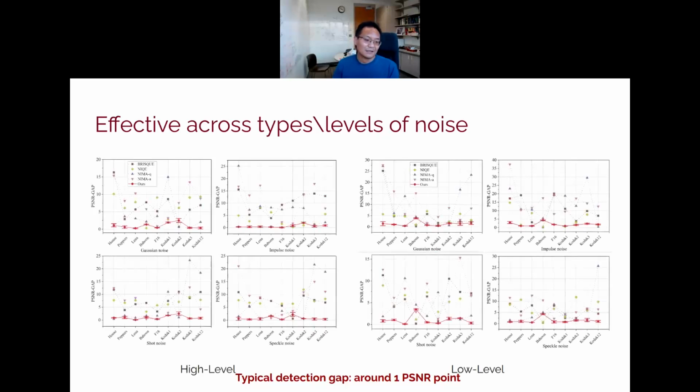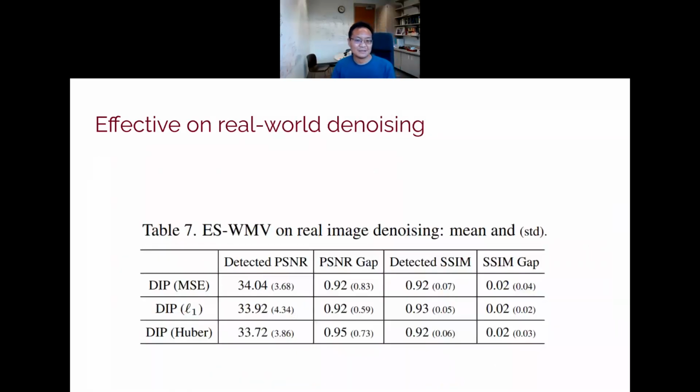Actually, this works across different noise types. We test on 4 different types of noise and different levels of noise. Okay, so the average detection gap, by detection gap, I really mean the gap between the actual true peak PSNR and the PSNR we detect. The typical gap is only around 1 PSNR point. Okay, there are some occasional outliers, but these are very, very rare. The typical values are just less than one PSNR point.